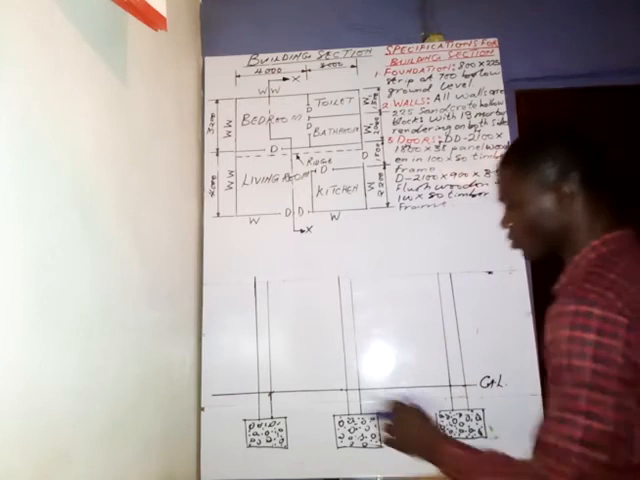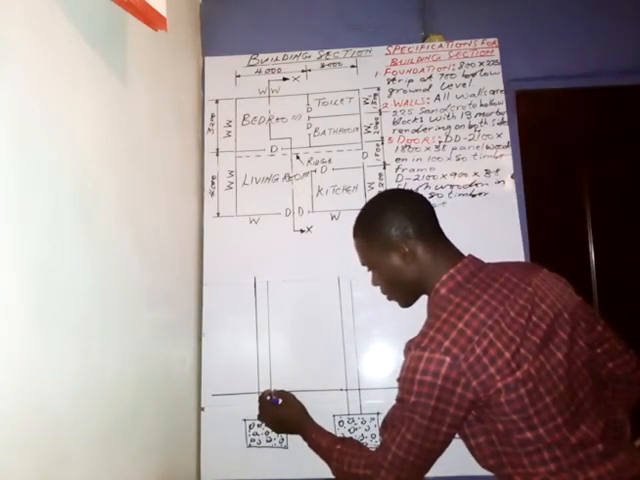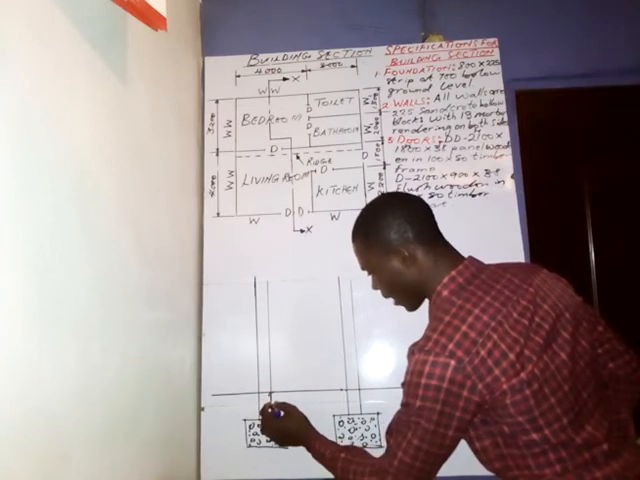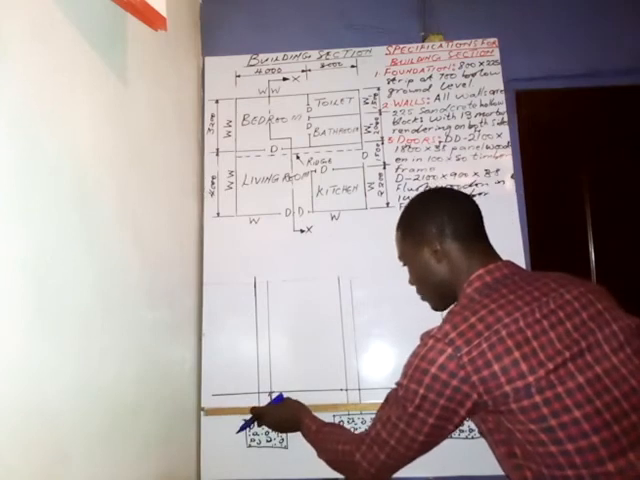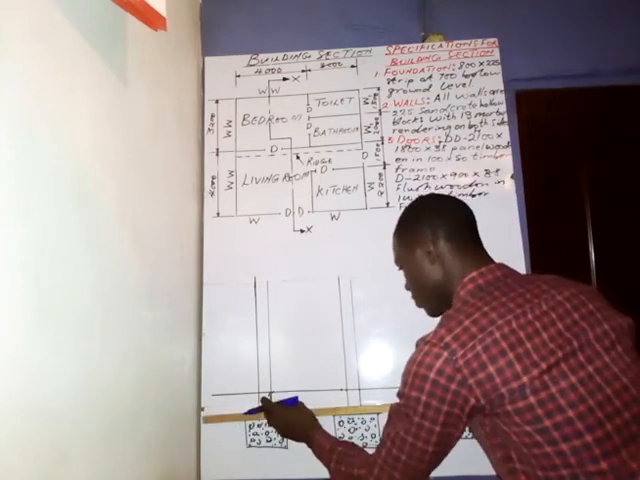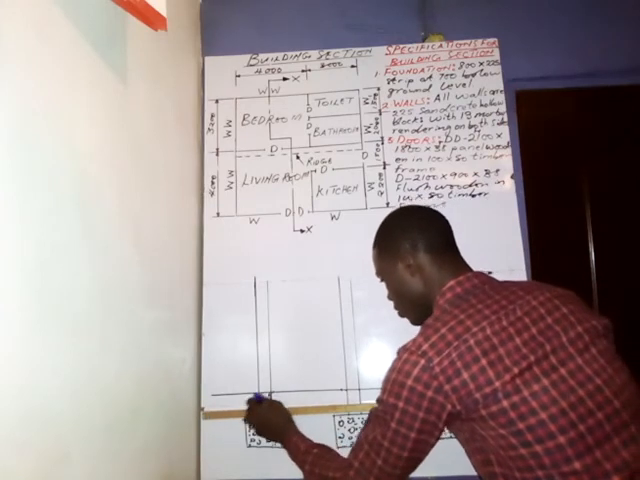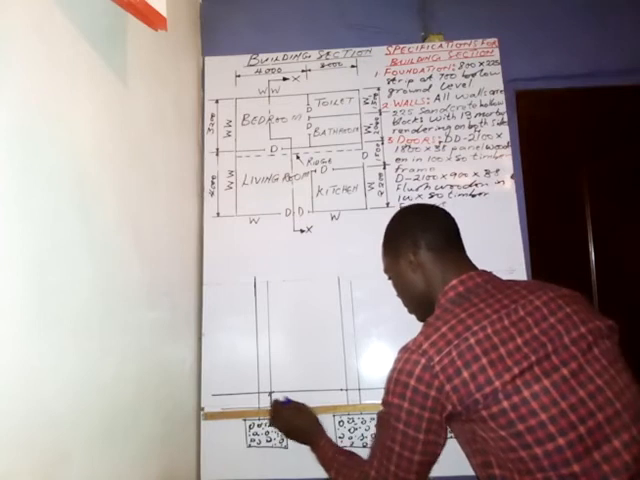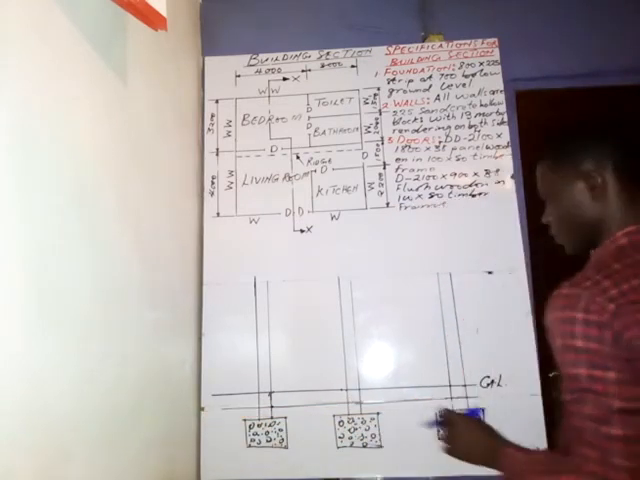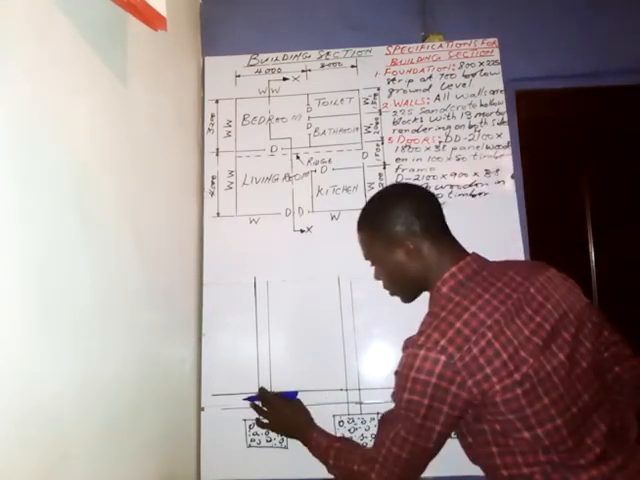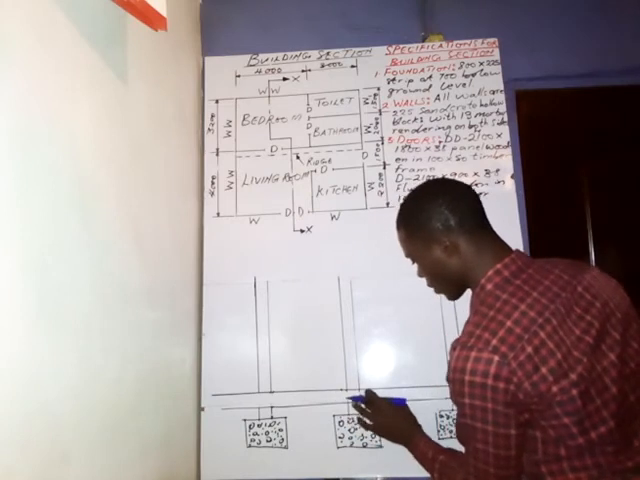So from here, you take 6 millimeters down and draw a horizontal line like this. So the horizontal line goes like this. Now here we have the hardcore.